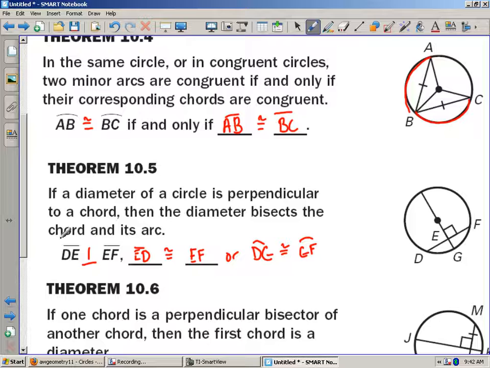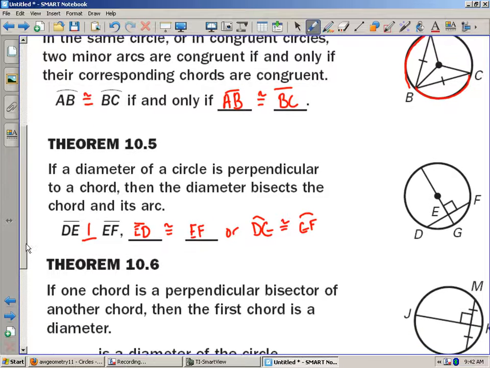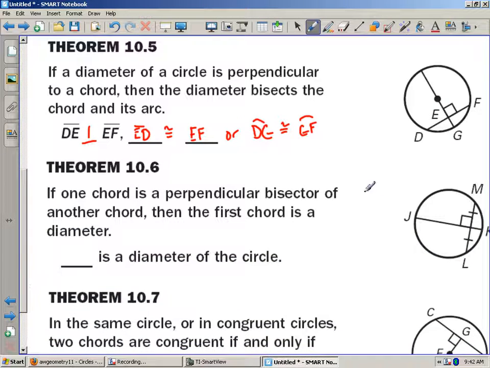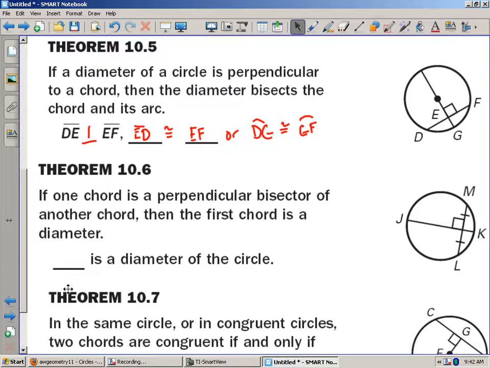All right, so then we move along to our next one, and this one's a little bit off, so I'm going to see if I can get the picture in better focus. If one chord is perpendicular to the bisector of another chord, then the first chord is a diameter. So they're saying if we have any chord and another chord that is the perpendicular bisector of it, then that chord is a diameter. The perpendicular bisector is the diameter. So in this case, JK is the diameter of the circle.